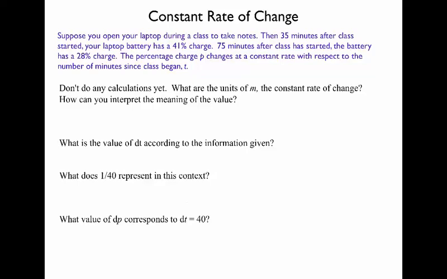We'll call that T. So without doing any calculations, what are the units of m, the constant rate of change? So the constant rate of change of percent charge with respect to number of minutes since class began. Well, if it's percent change per unit of time, then it's going to be percent per minute.